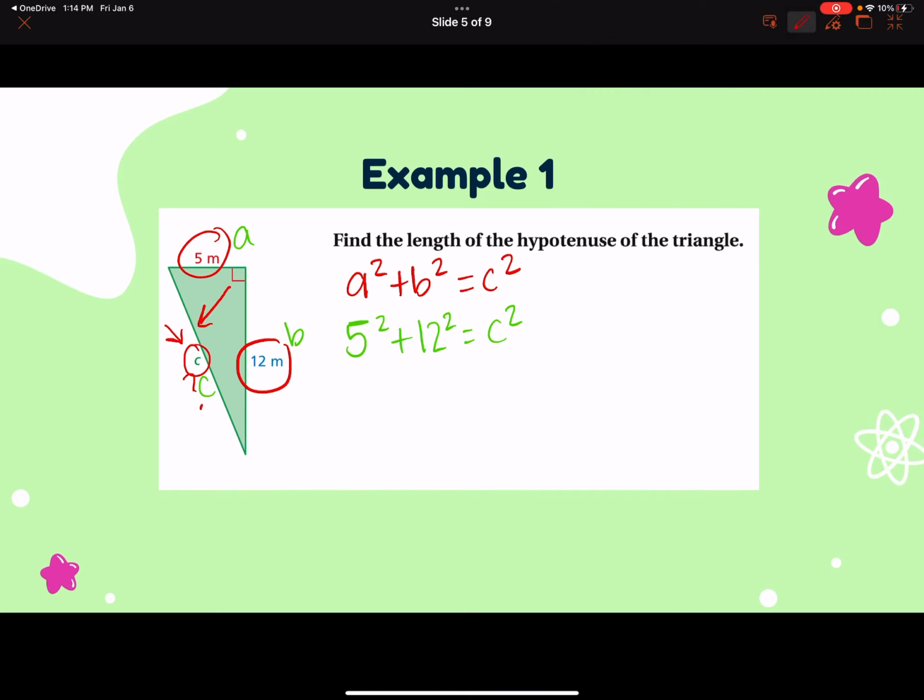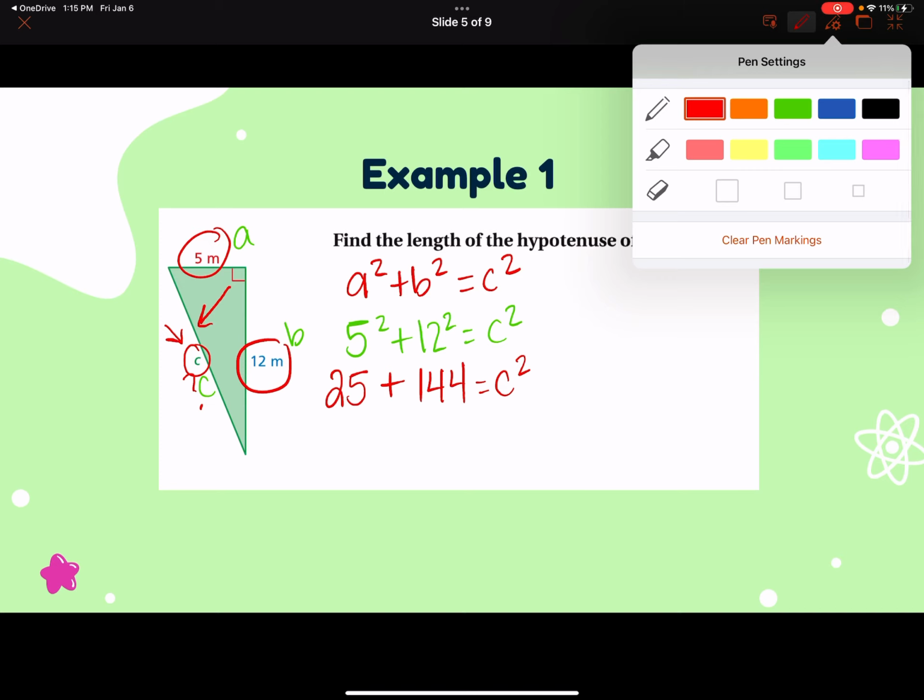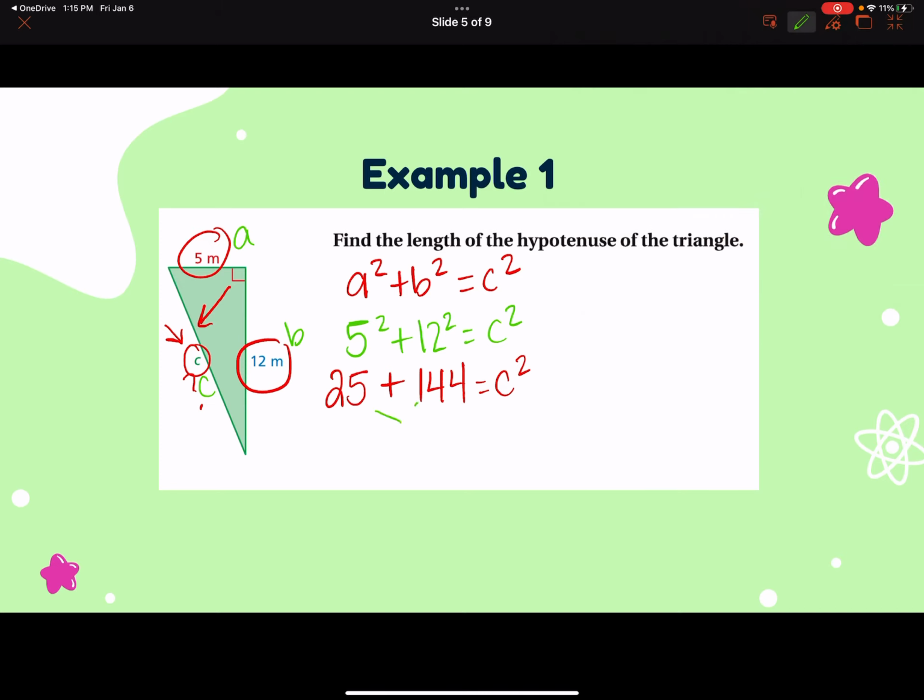5 squared, if I type that in my calculator, that is 25. And 12 squared is 144. c squared, I don't know. So c squared is going to stay c squared. Okay, this is just an equation, so I'm going to go ahead and solve what I can. And I sure can add these two things together. 25 plus 144, that's going to give me 169 is equal to c squared.